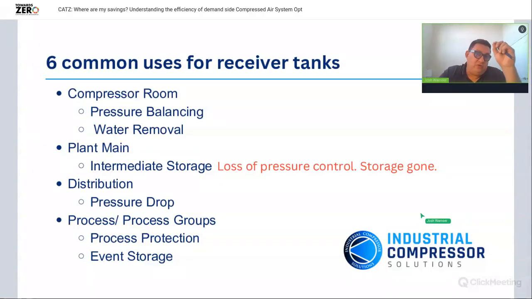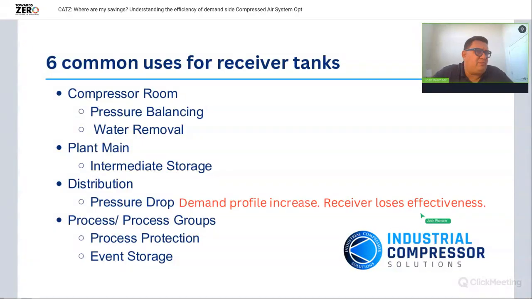With intermediate storage, if we lose pressure control, then we lose differential pressure across the receiver and we lose all intermittent demand or effective capacitance. If the demand profile changes, the receiver loses effectiveness on the distal side of a pipe that's too small, especially where we change the demand profile on that same line. And that could be as simple as increasing artificial demand or increasing cycle times, waste, leaks, all of it.